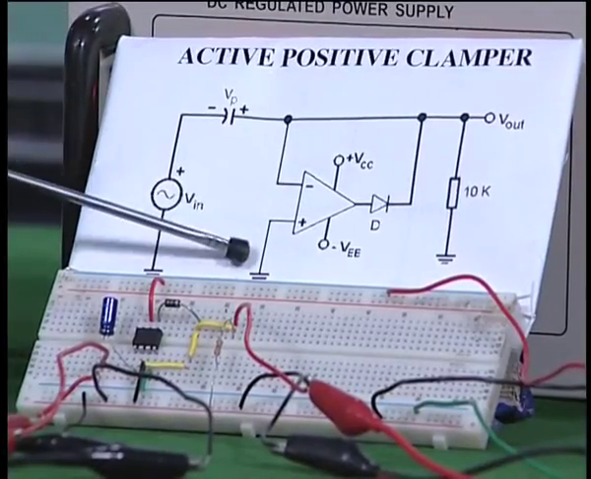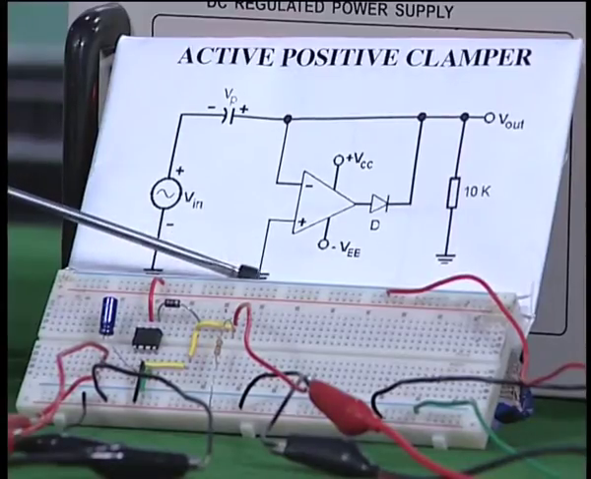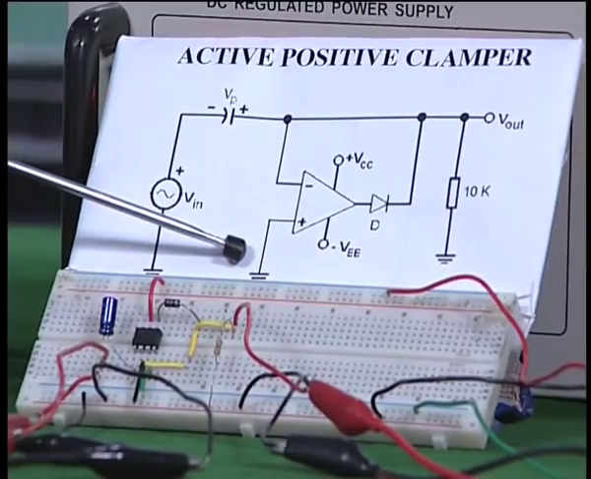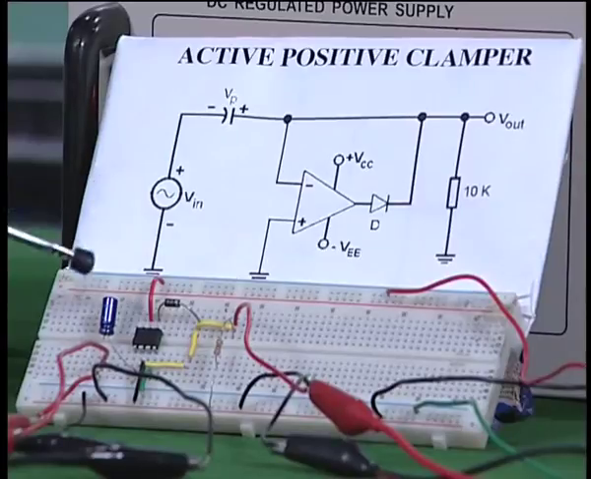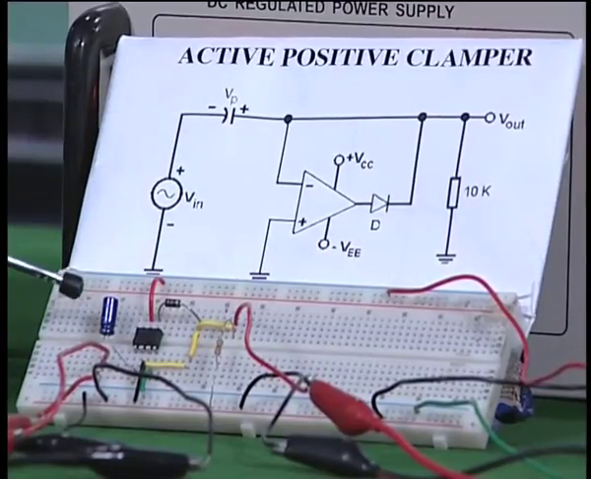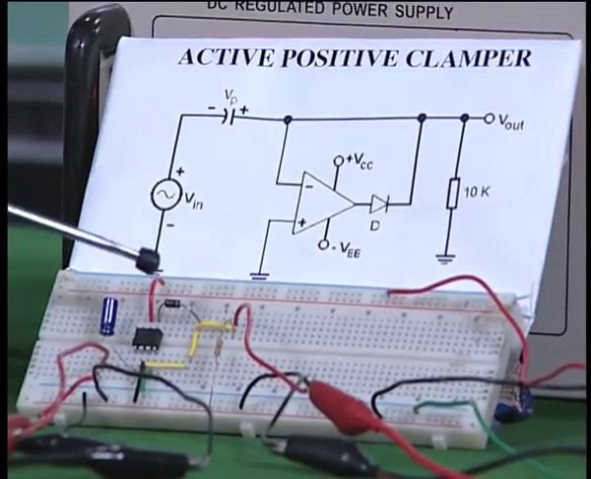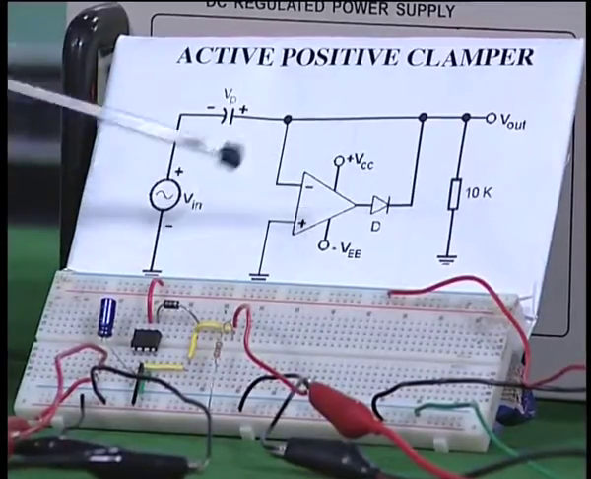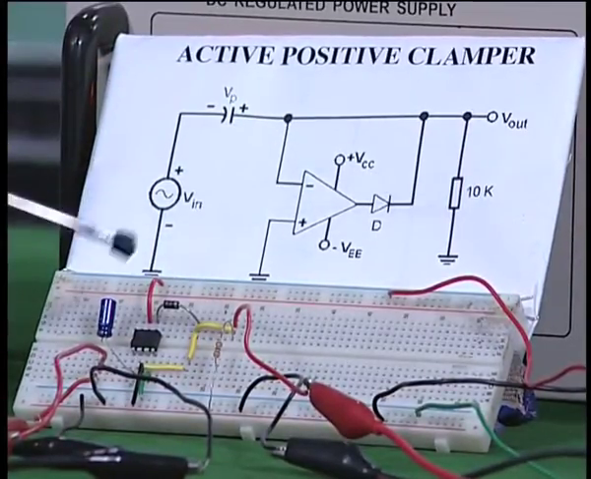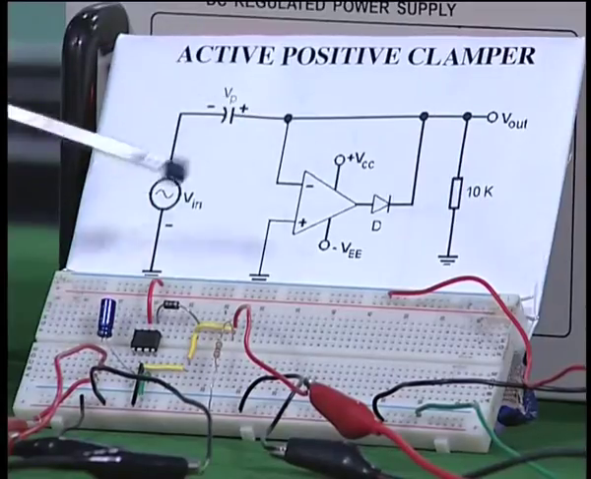The positive terminal is connected to ground; the non-inverting terminal is connected to the ground. The same circuit is wired here. You can see the capacitor is here, about 10 or 50 microfarad, and this is the diode that I have here, and this 10k resistor, and the wiring is done exactly in the same way.